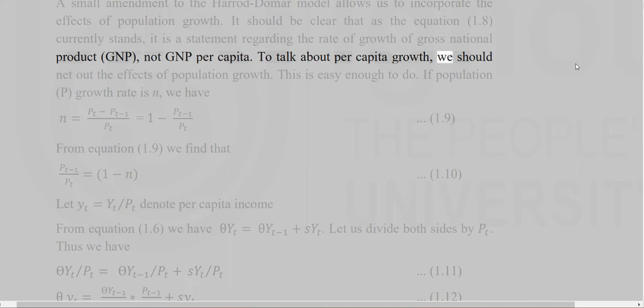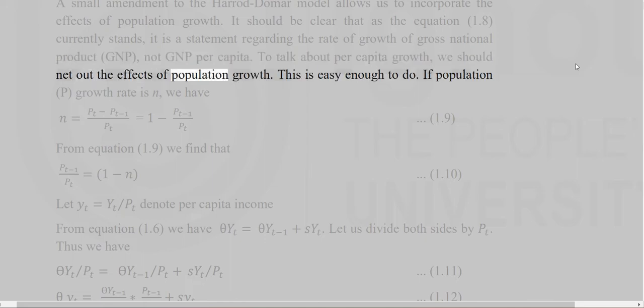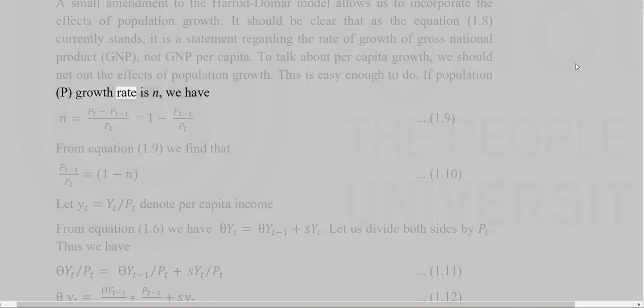To talk about per capita growth, we should net out the effects of population growth. This is easy enough to do. If population P growth rate is n, we have P equals P times 1 plus n, equation 1.9. From equation 1.9, we find that P over P equals 1 plus n, equation 1.10. Let y equals Y slash P denote per capita income. From equation 1.6, we have theta times the change in Y equals sY. Let us divide both sides by P. Thus we have equation 1.11.